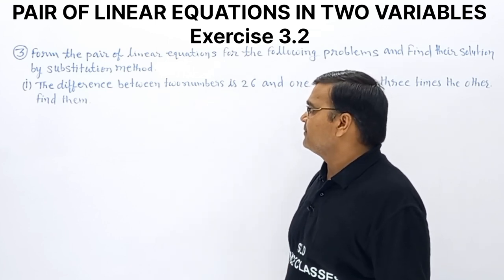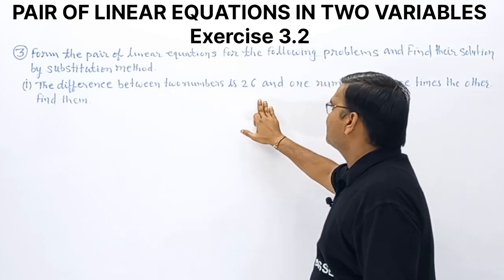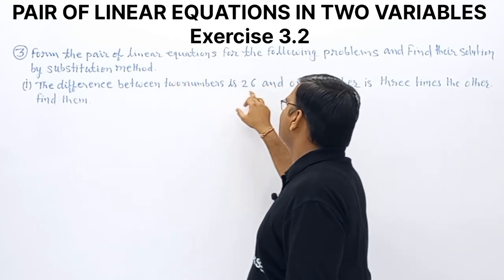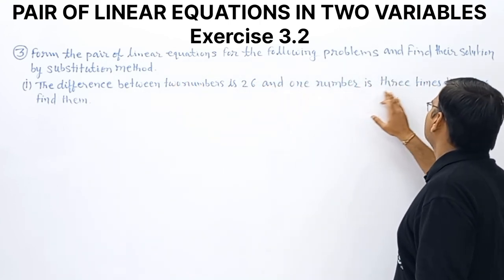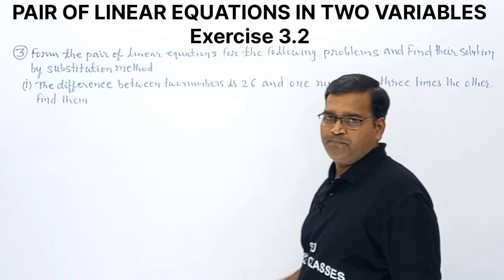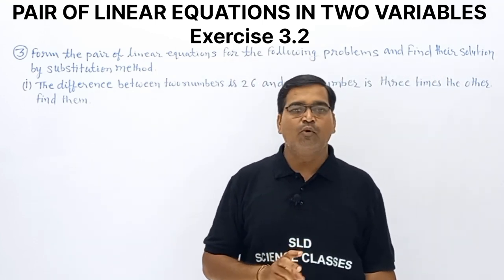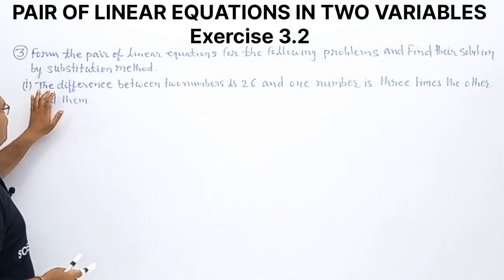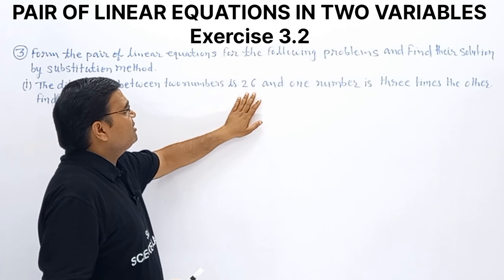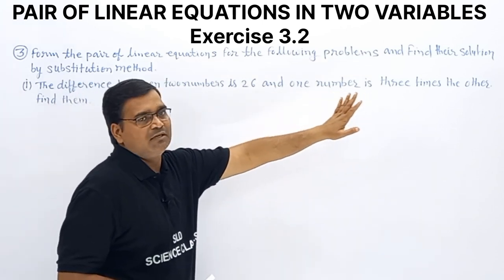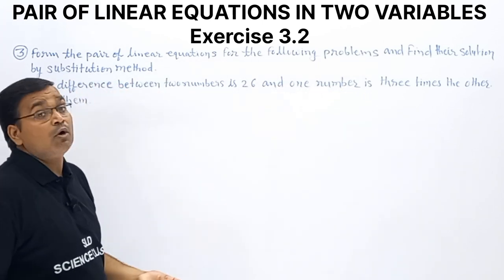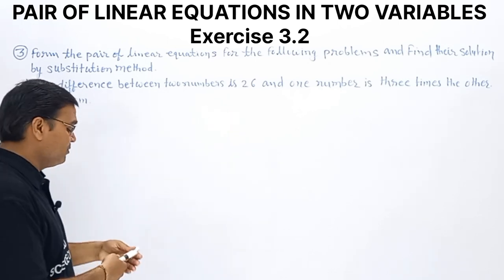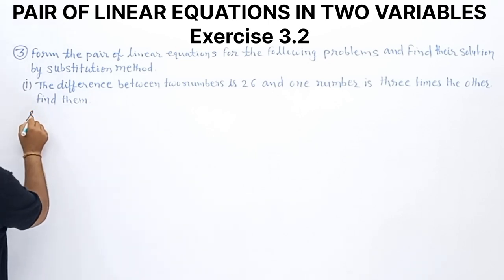The question is: the difference between two numbers is 26, and one number is 3 times the other. Find them. We want to find these two numbers, so we should assume them. Two situations are given, but we don't know the numbers. Once we know the numbers, we can find the answer. So we should assume these numbers.